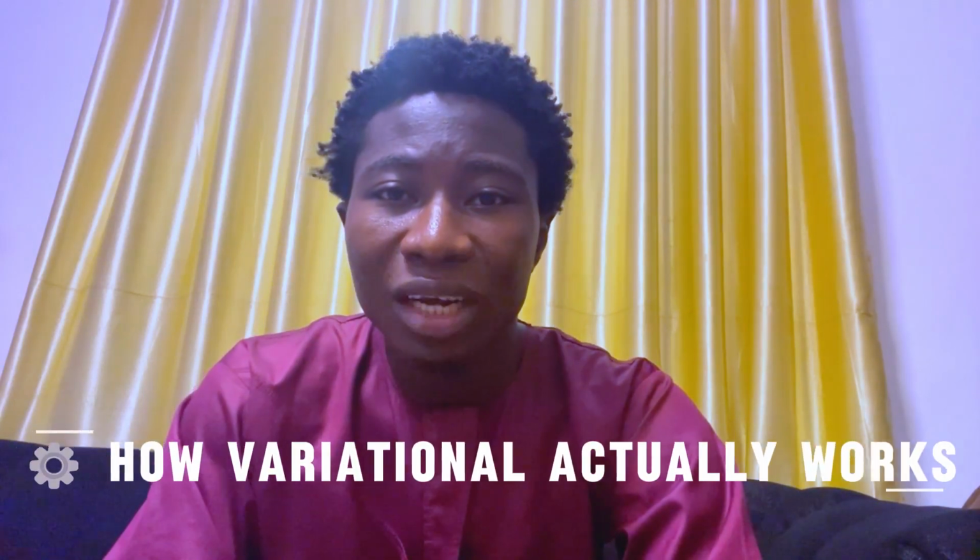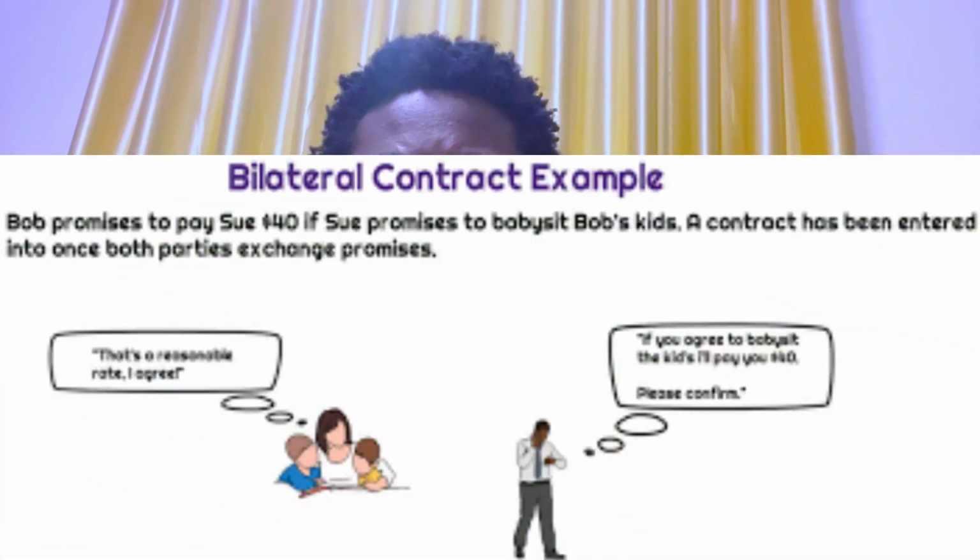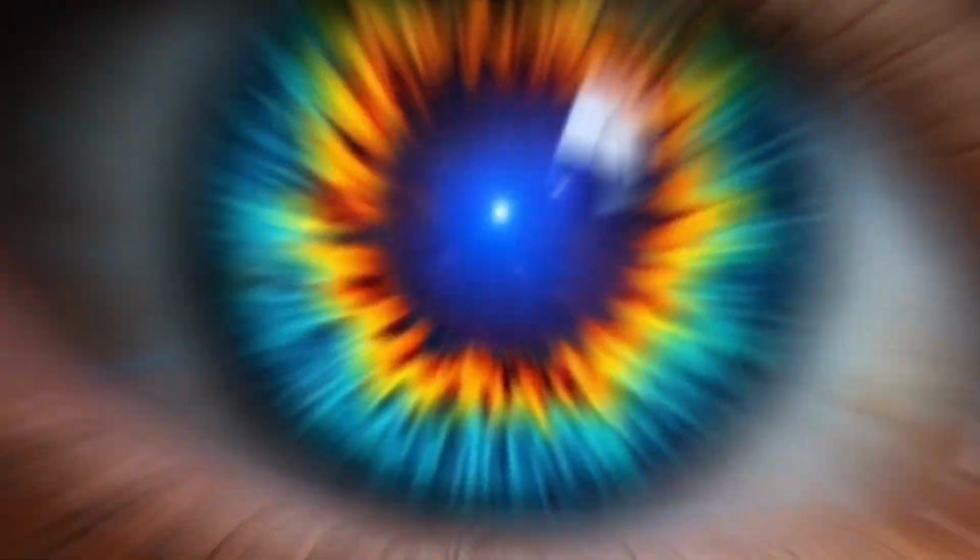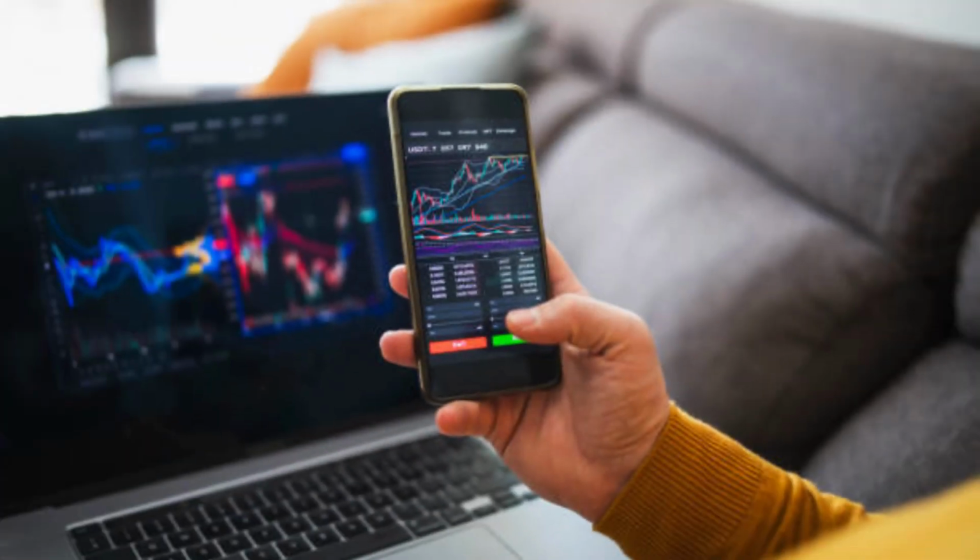How does Variational actually work? Under the hood, it allows a bilateral contract, which means two parties agree on trade terms. Settlement is enforced by a smart contract, and margin, leverage, expiry, and payoff are customizable. This structure allows trading of perpetual futures, fixed expiry futures, options, and structured derivatives, all without relying on centralized intermediaries.